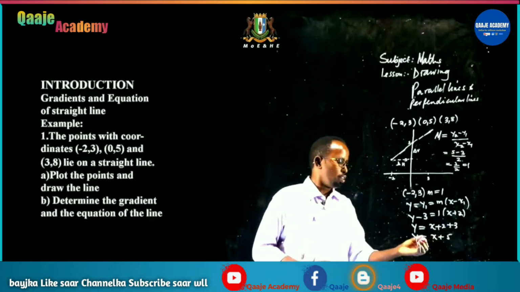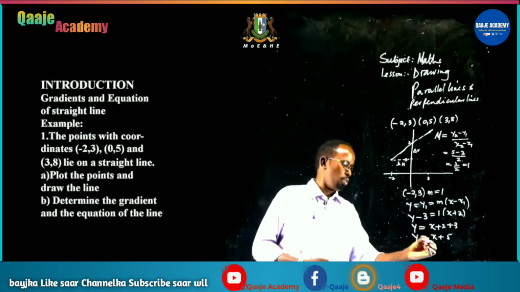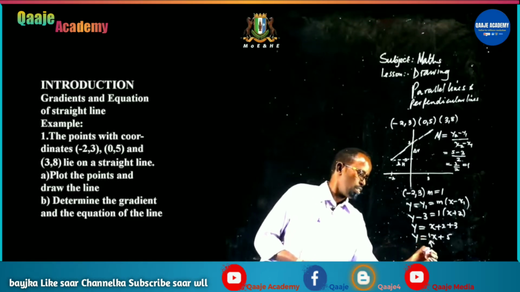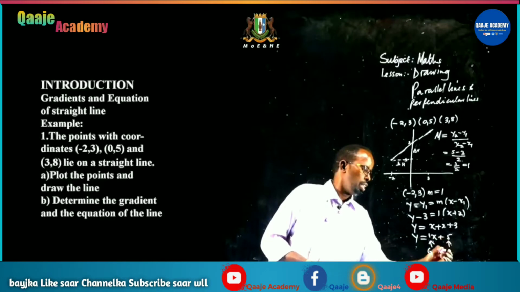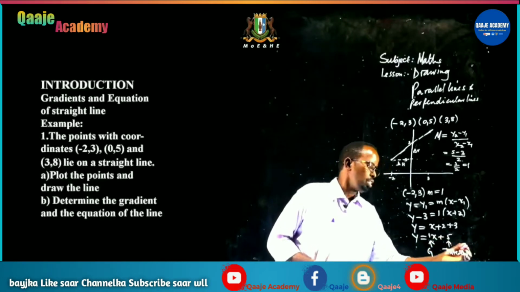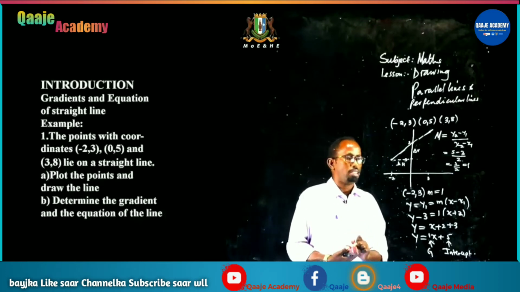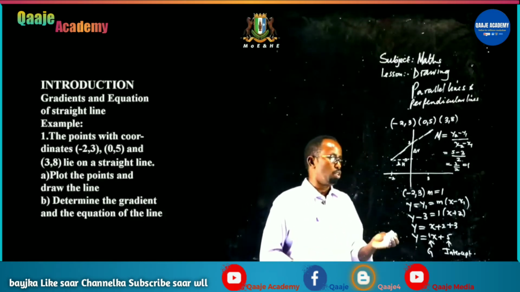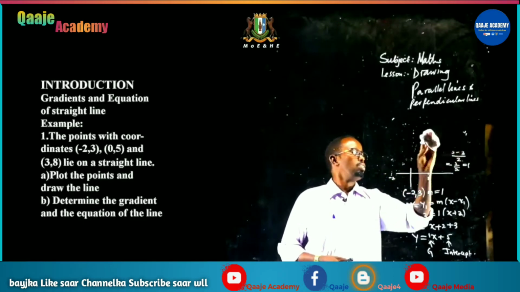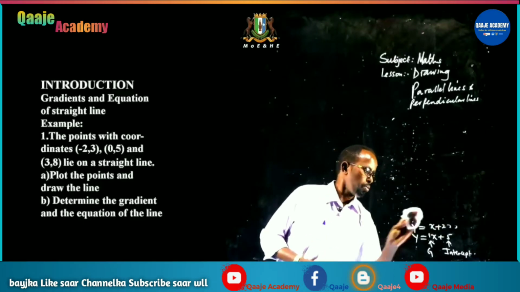So the coefficient of x is 1, so 1 is the gradient, and 5 is the intercept, the y-intercept. Intercept means where the line cuts the y-axis. That is the y-intercept, or C. So that is the introduction, from our previous lesson.